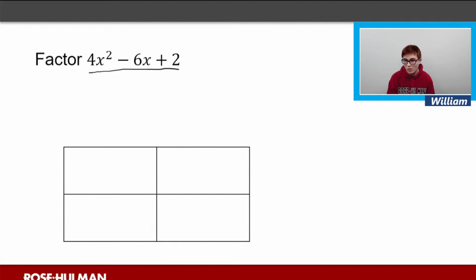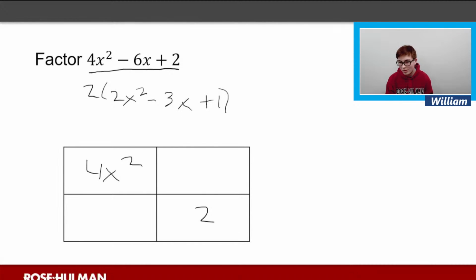We've got two options here. We can either go straight to the box method and put the 4x squared and the 2, and then work on multiplying our last terms and finding all the factors. Or if you wanted to simplify it a little bit, you can pull out a 2 first and make it 2x squared minus 3x plus 1. Either one is correct, depending on what you want to factor. And then your final answer, if you factor this, you just have a 2 on the outside, also multiplied by your 2 answers.